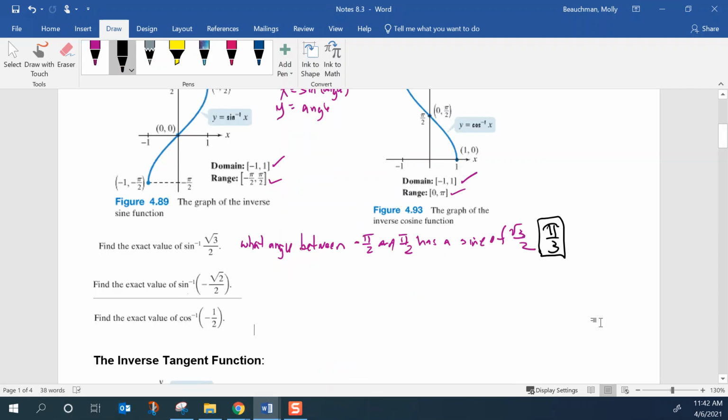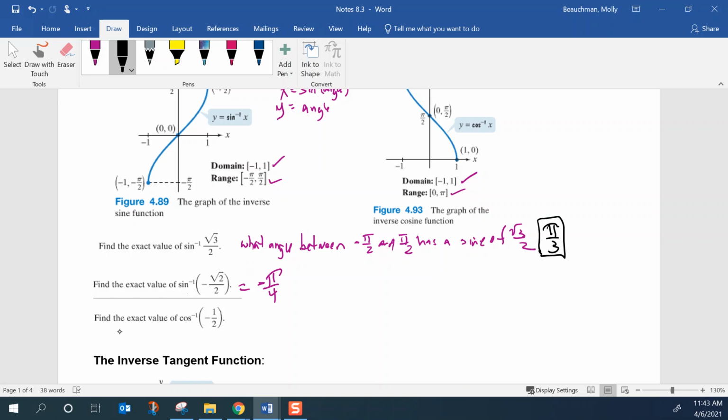So that exact value of the inverse sine of negative square root of 2 over 2 is equal to negative pi over 4. And again, that's coterminal with 7 pi over 4, but we have to write our angle in terms of the limited range that we have.